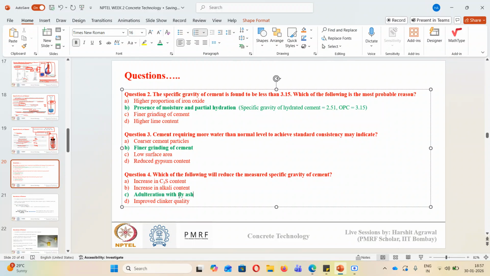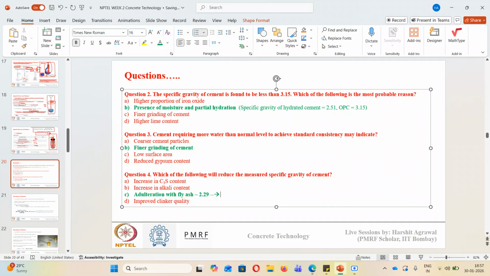Why? Later in this lecture, we'll talk about supplementary cementitious materials, and fly ash is one of them. It is a byproduct of industrial waste, and it is a very light material. Its specific gravity is generally around 2.29. So if my OPC includes fly ash, it will reduce the specific gravity of my OPC.